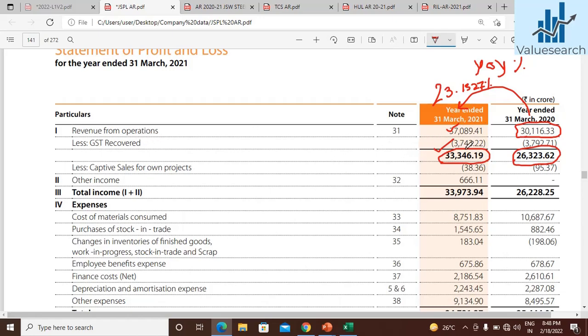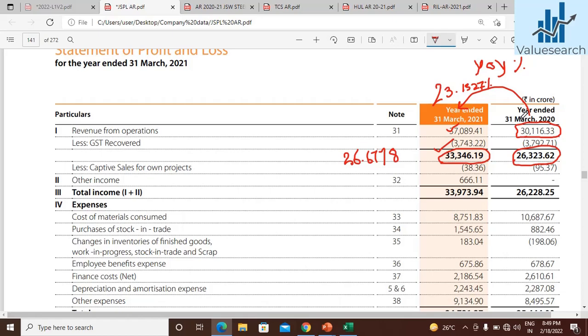Now after deduction of this GST recovered, you have this net revenue from operations. So what is the year on year growth of net revenue from operations? Let us calculate once again. So 33,346.19 minus 26,323.62 whole divided by 26,323.62 into 100. So what is the growth rate you are coming at? The growth rate is 26.6778. So this is your year-on-year growth rate of turnover.